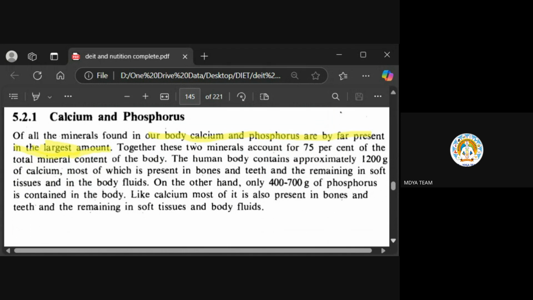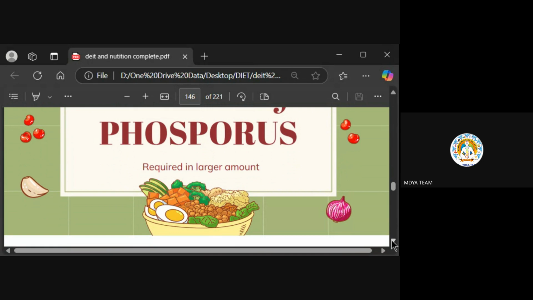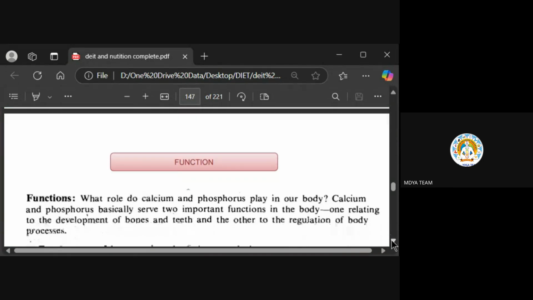So together these two minerals are basically 75% of the total mineral content in our body. Calcium, approximately 1200 gram, is present in the bones and the teeth and other parts of the body. As I told you, 99% in the bones and 1% in the other parts. And phosphorus is basically 400 to 700 gram contained in our body. So they are required in larger quantity.